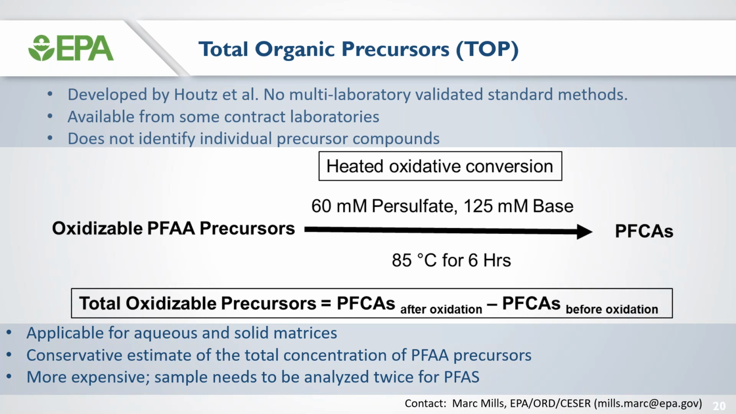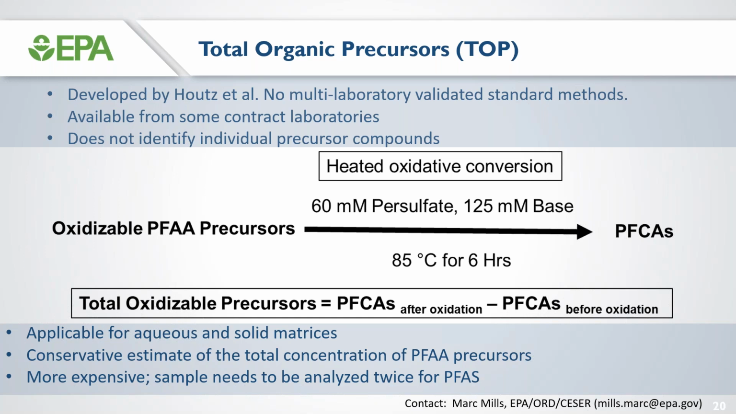So these precursors out in the environment, out in the real world, may be molecules that you're not even looking for in a targeted analysis. But after the oxidation step, or after the transformation step, they become compounds that you can find with a targeted analysis.